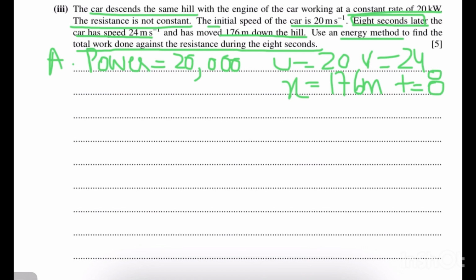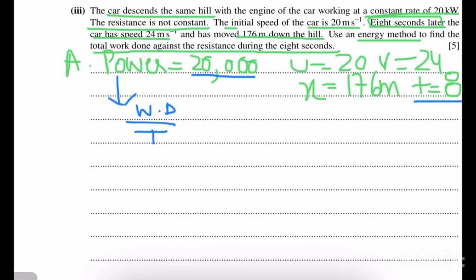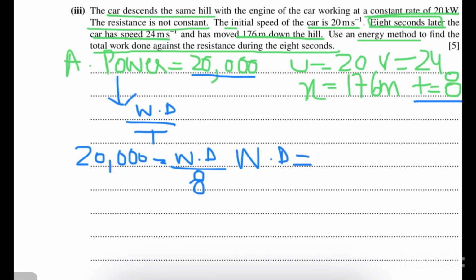Now, you'll notice that the formula for average power is work done over time. And since we have the total power as well as the time, which is 8 seconds, we can find out the total work done. So that means that 20,000 is equal to the work done divided by 8, which is the total time. That makes the work done equal to 20,000 times 8, which is 160,000.